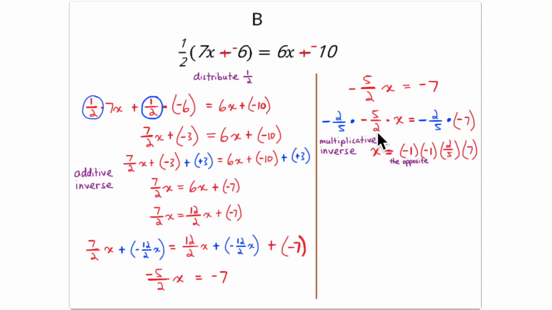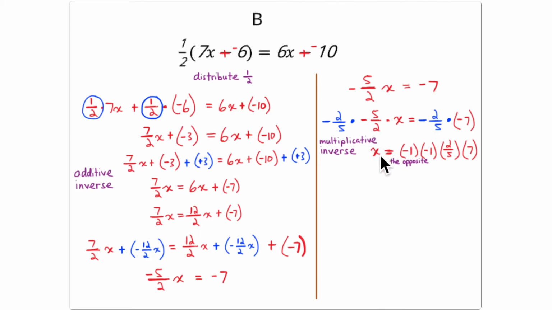2/5 times 5 halves, and this negative times a negative is a positive, and the 2/5 times 5 halves. So these 2's cancel out because you're doubling the 5 halves, and these 5's cancel out because then you're taking 1/5 of what was 10 halves. So this all cancels, times x. And so on this side is the multiplicative inverse of a negative 5 halves, which is a negative 2/5.